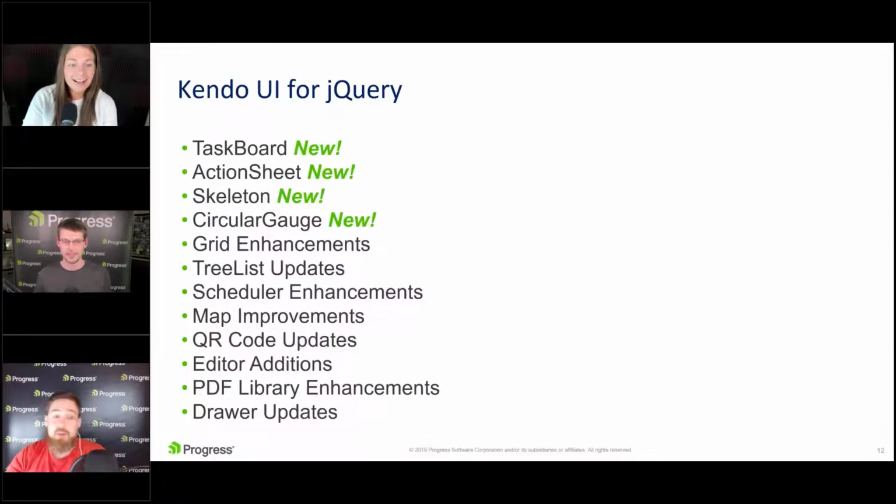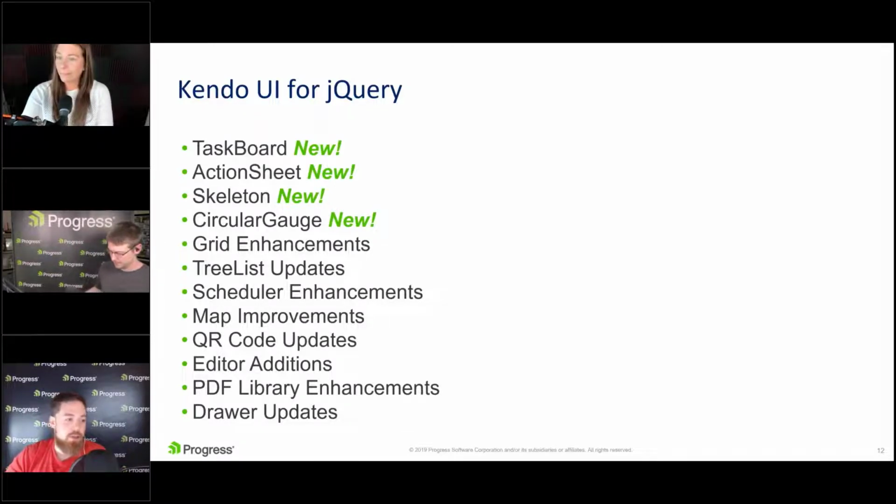But let's kick things off and talk a little bit about jQuery. So in KendoUI for jQuery, we have quite a lot of new components and new features. We have a new TaskBoard component, an ActionSheet component, skeleton, which we've already seen if you've joined us for the entire session so far, the CircularGauge as well, and then the grid, TreeList, scheduler, map, QR code, editor, PDF library, and drawer components all got new updates. So what I'm going to do is quickly go through some slides for everything, and then jump into the demo so you can take a look at that.